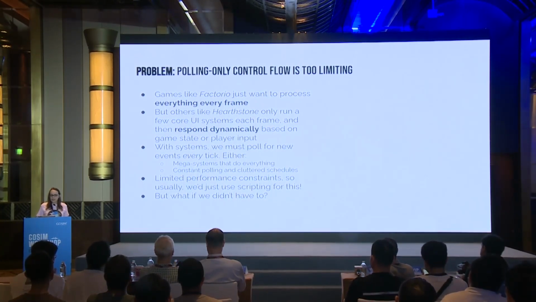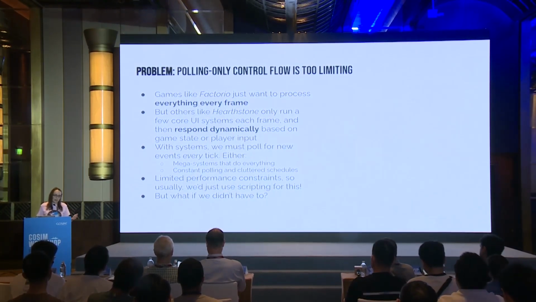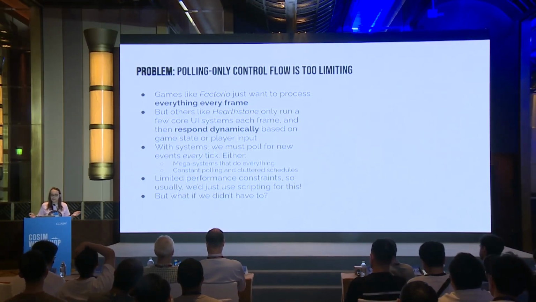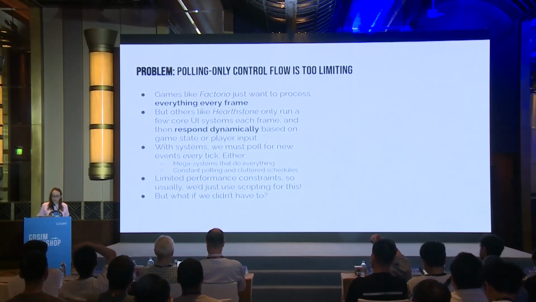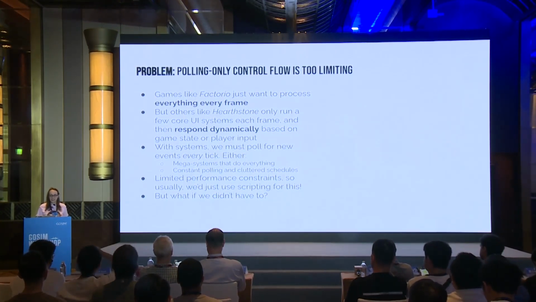So if you have a game like Hearthstone, or you have something like UI, you want to respond dynamically based on the game state or player input. And you know, if it's a game like Hearthstone, or if it's user input, you could just use scripting, send events, and read them in. But you don't have to use scripting. What if you could just write this all in Rust? What if you could write this all in ECS?